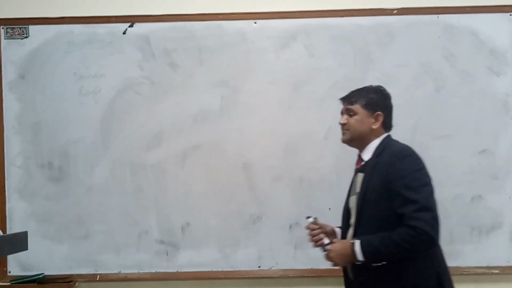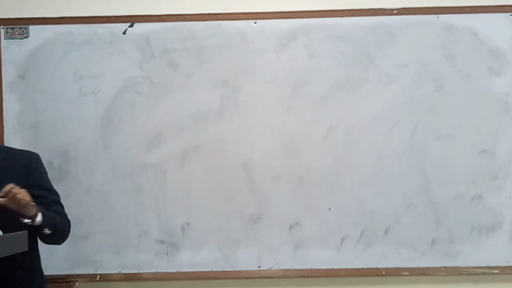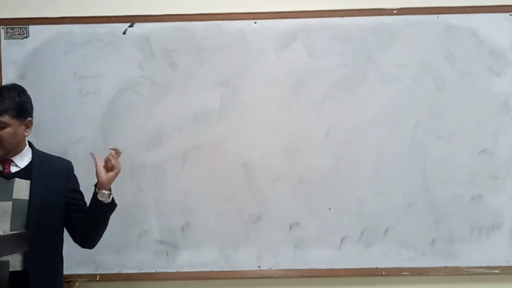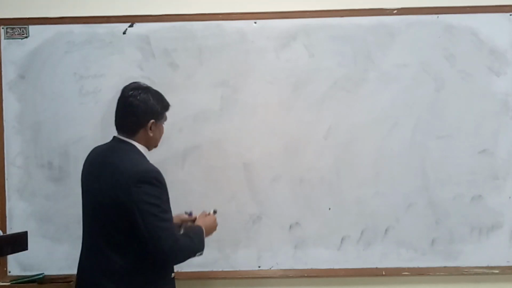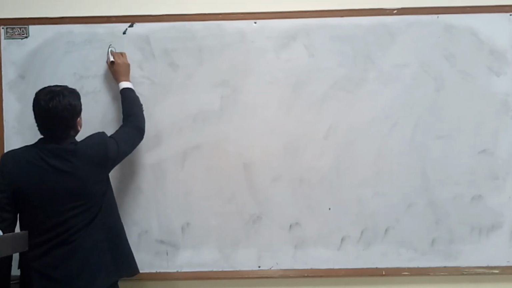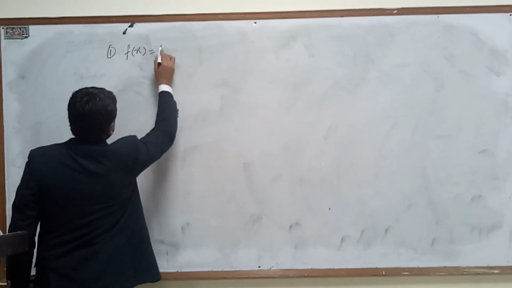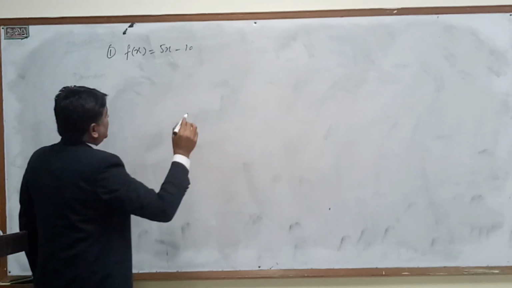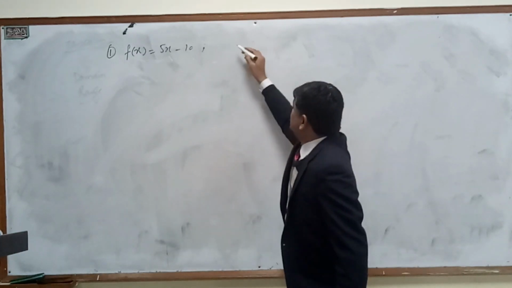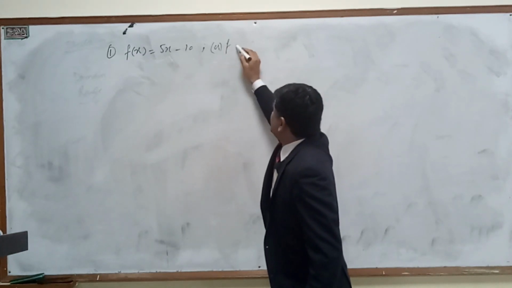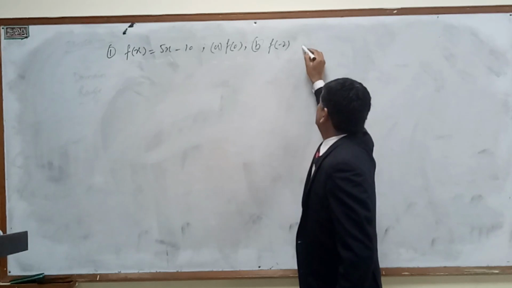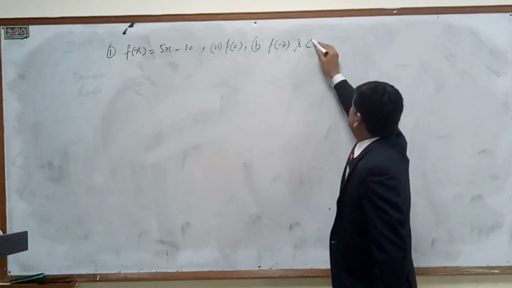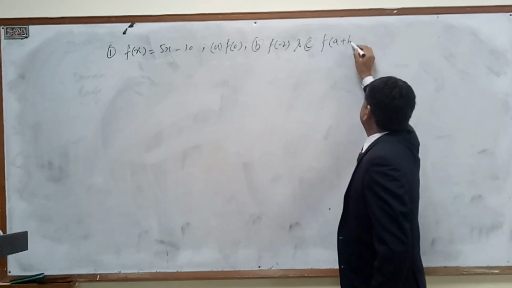Question number 1 to question number 16, we have to simply determine the output or the value of function. If we look at question number 1, f of x is 5x minus 10. We have three types of inputs. We have to determine in part A f of 0, in part B f of minus 2, and in part C f of a plus b.